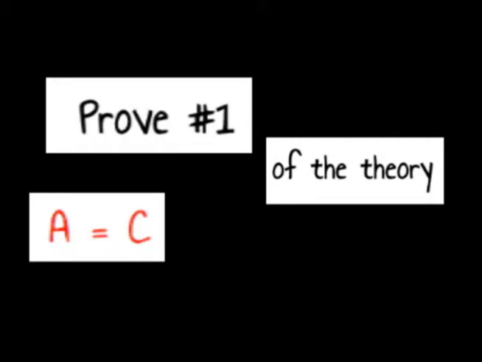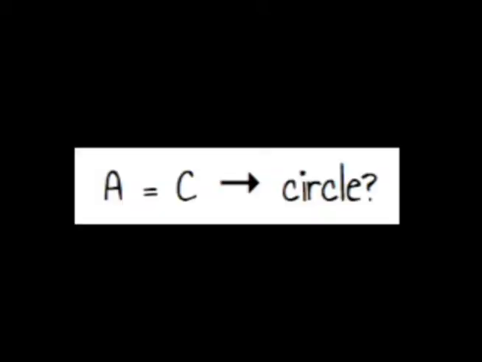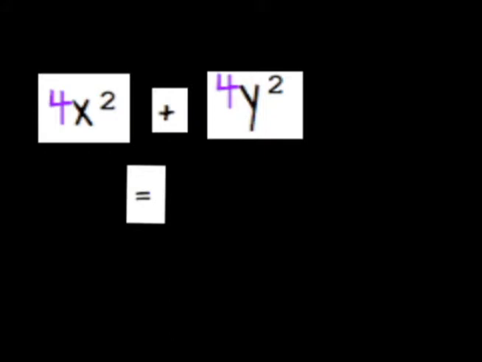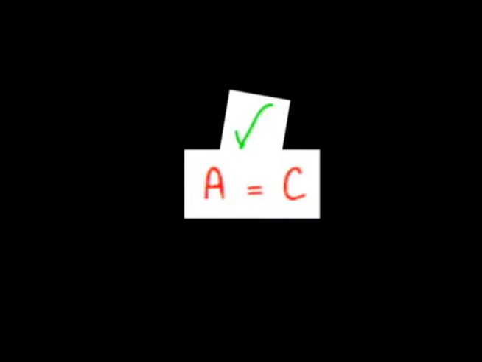Proof number 1 of the theory: a equals c, but a cannot equal 0. How does a equal to c turn out to be a circle? Well, let's look at this example: 4x squared plus 4y squared equals 10. In this case, a is indeed equal to c. Now let's see what will happen if we divide everything by 4. What you are left with is x squared plus y squared equals 10 divided by 4, which is 2.5.